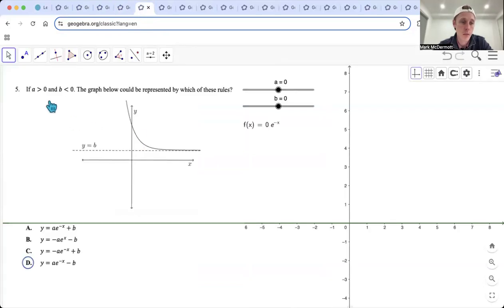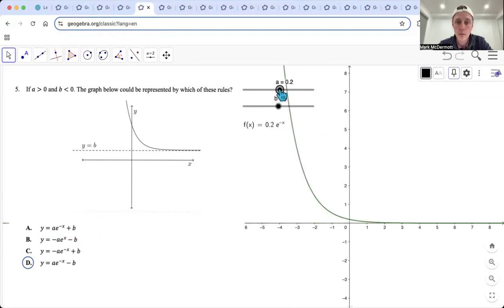Okay, next one. If a is greater than 0 and b is less than 0, the graph below could be represented by which of these rules? Hopefully you realize that our ordinary e to the x graph has this sort of shape. This is going in the opposite direction, so it's been reflected in the y-axis, which means in our rule, the x value will be negative. So it can't be b straight off the bat. Then we need to decide between the other ones.